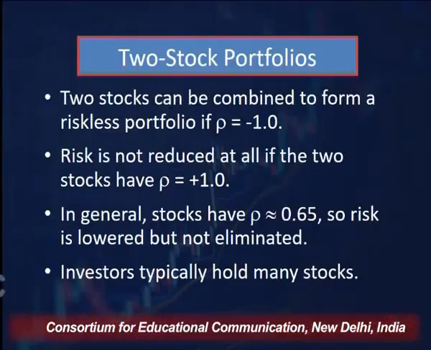It is impossible to eliminate the entire risk by creating a portfolio, because usually stocks have a positive correlation of close to 0.65. And as an investor, you may hold multiple stocks. So when you're doing that correlation analysis, you really have to be very efficient in calculating the correlation value and the covariance of all those stocks in the portfolio.